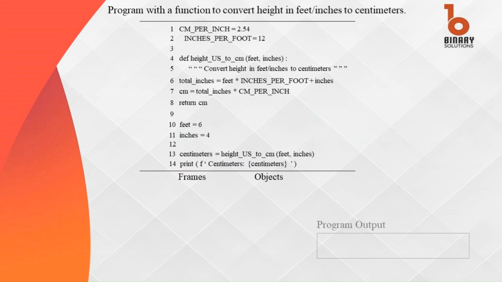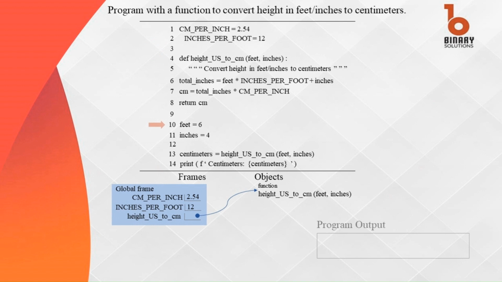The program demonstrates the use of a function to convert a person's height, given in feet and inches, into centimeters. First, it defines two constants, CM_PER_INCH and INCHES_PER_FOOT. These constants represent the number of centimeters in 1 inch, 2.54, and the number of inches in 1 foot, 12, respectively, and are stored in the global frame.